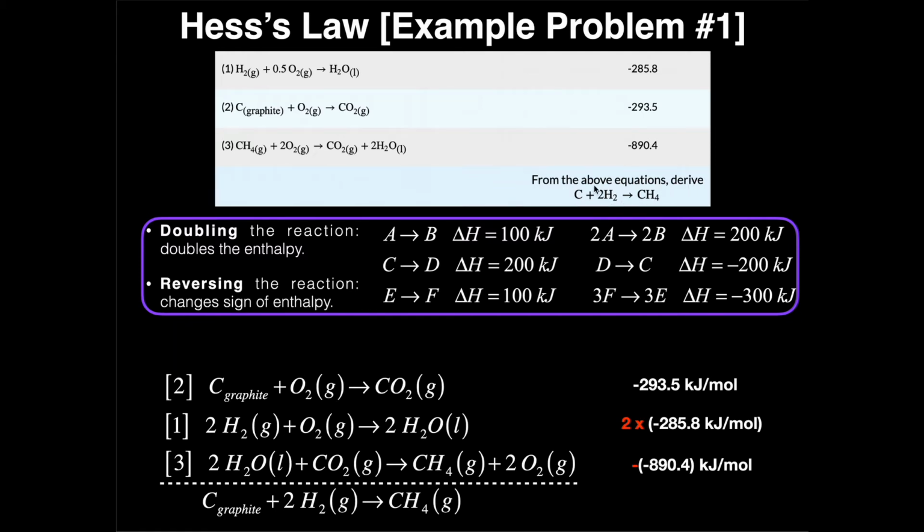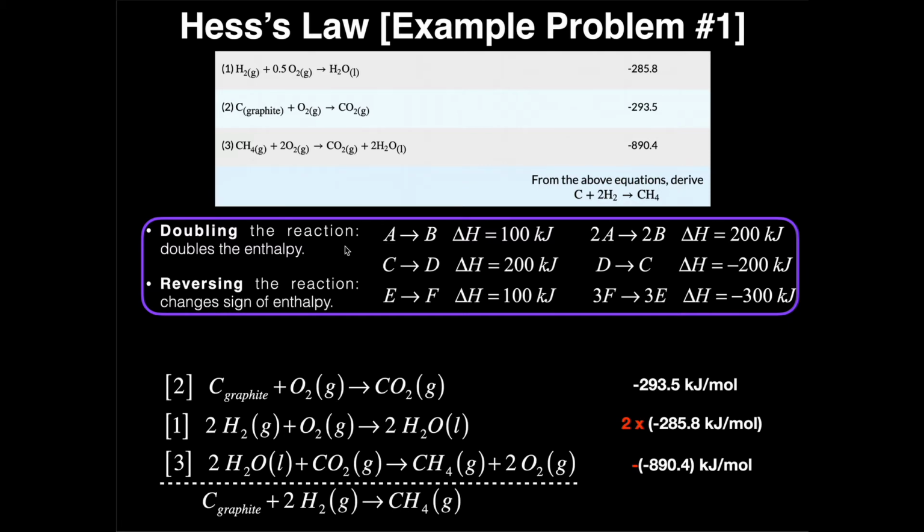First of all, this equation that you're asked to derive, I've often called the master equation, because we've got to somehow get these three equations over here, put them in such a combination that when they add together, they'll get this. And we'll talk about how that occurs in just a few minutes. Okay? Now, things we can do. We can double the reaction. Okay? That will double the enthalpy.